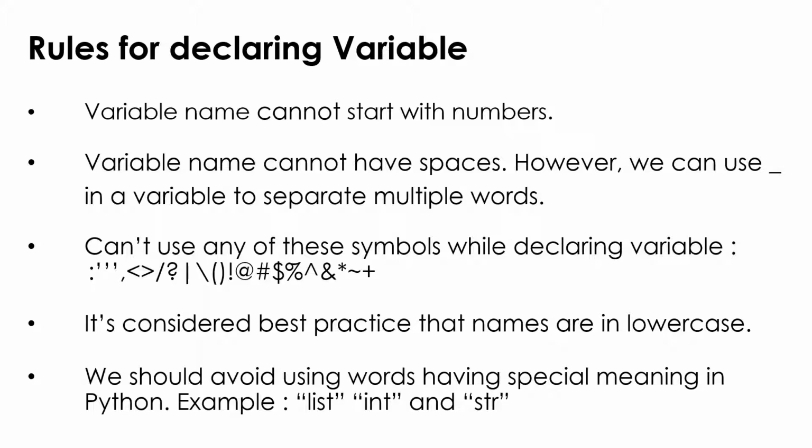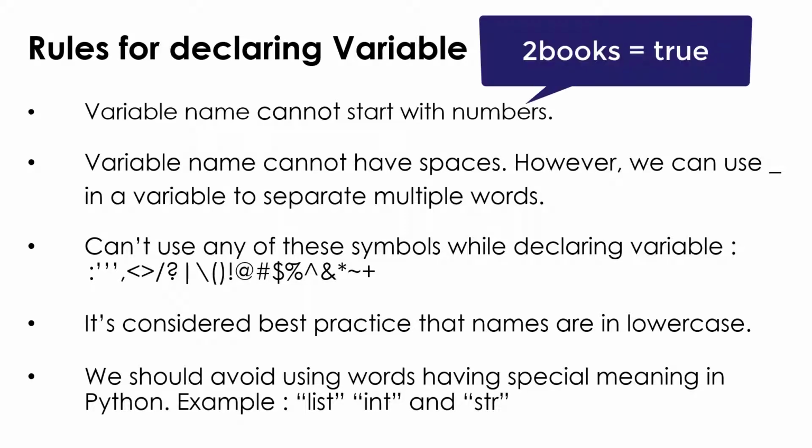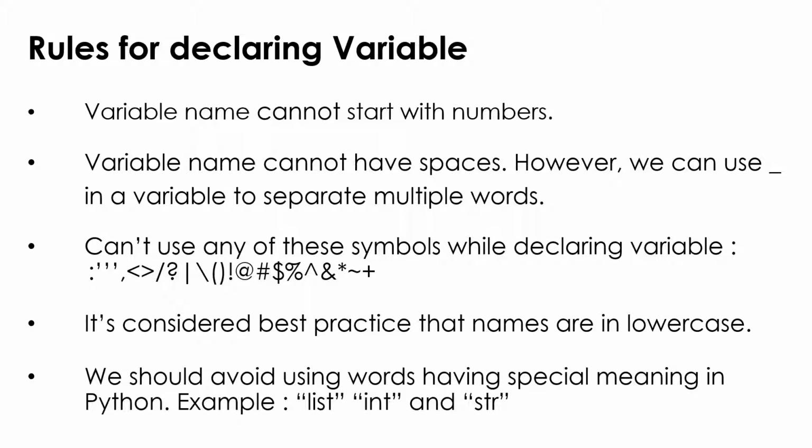Now let me show you some of the rules to declare a variable. Variable name cannot start with numbers. So this kind of example here on the screen is not allowed in order to declare a variable. You cannot declare numbers at the very start of the variable. A variable name cannot have spaces. However, we can use underscore in a variable to separate multiple words.